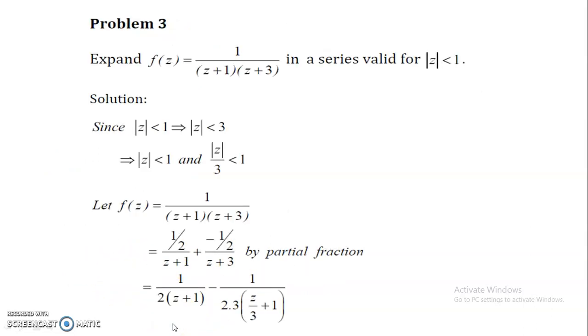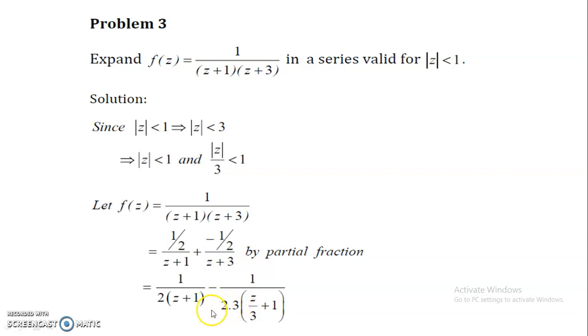And now we can see the third problem there, that is 1 by z plus 1 into z plus 3 in a series valid for mod z less than 1. So keep in mind here also, since mod z is less than 1, it is also less than 3. So it is obvious. In that case, in the first term, you can take mod z less than 1 as well as mod z by 3 less than 1.